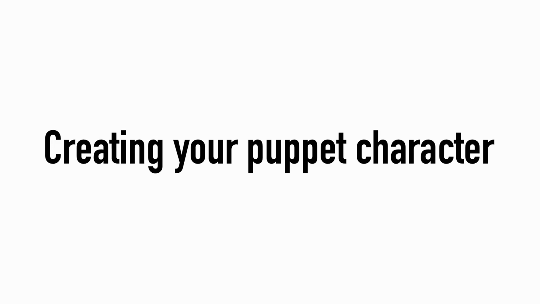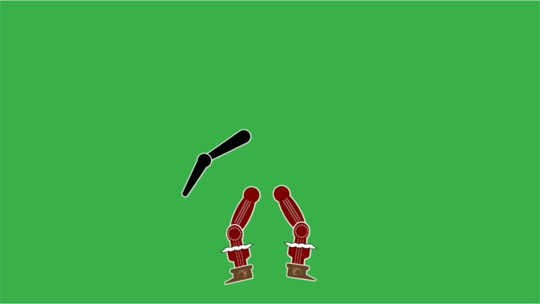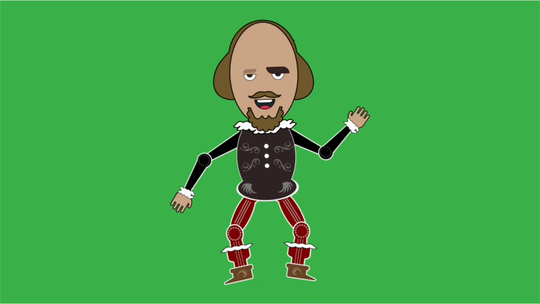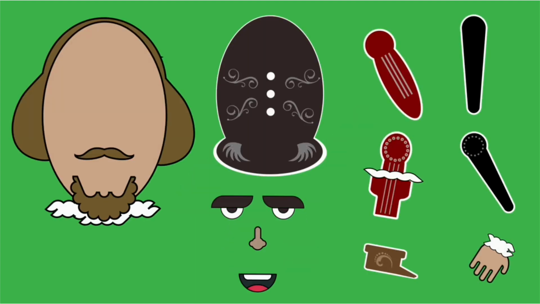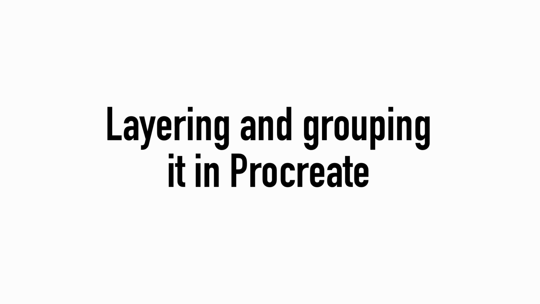So first of all, I created a puppet William Shakespeare type character made out of lots of combinations of shapes and designs. I then split it apart because I want to take it into Procreate to make it into layers and groups ready for Procreate Dreams.